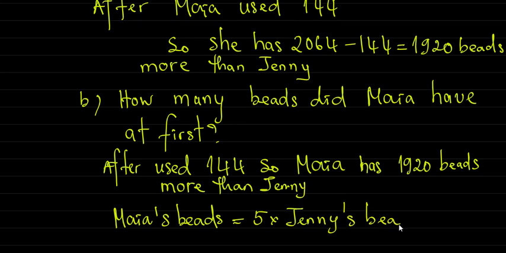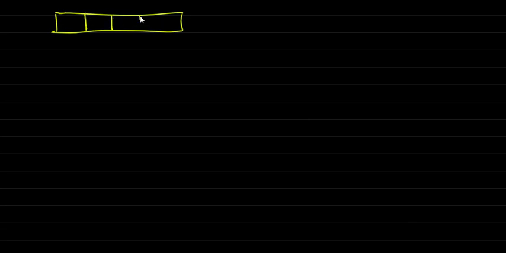Get it? Jenny's beads. Or we could write like 5 boxes: 1, 2, 3, 4, 5. And then this is 1 unit. So they say that Mia had 5 times as much as Jenny. So if we consider that Mia has 5 units, we got Jenny as 1 unit.